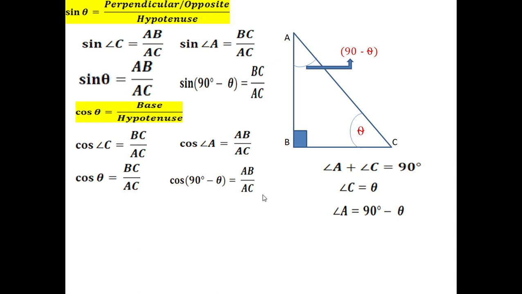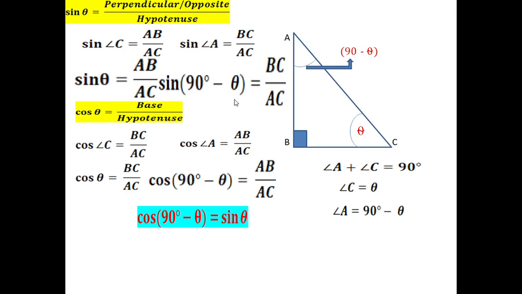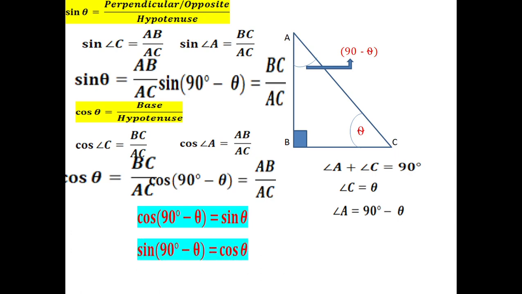Now the thing to observe: sin theta is equal to AB by AC and cos of 90 minus theta is also AB by AC. Both the ratios are the same. So from these two equations we get cos of 90 minus theta is equal to sin theta. Similarly, sine of 90 minus theta is BC by AC and cos theta is also BC by AC. So both the ratios are the same. Thus we get sine of 90 minus theta is equal to cos theta. These two relations are very important.